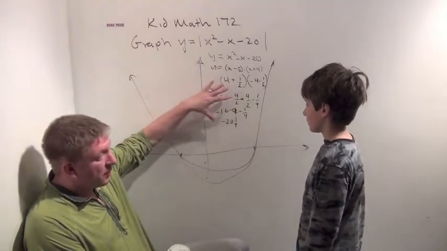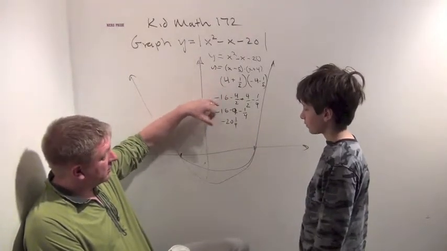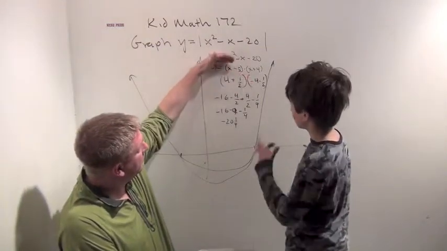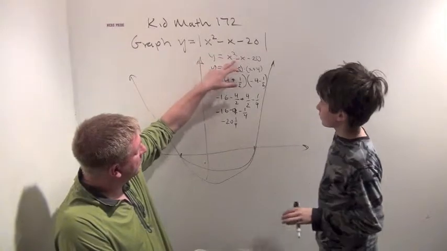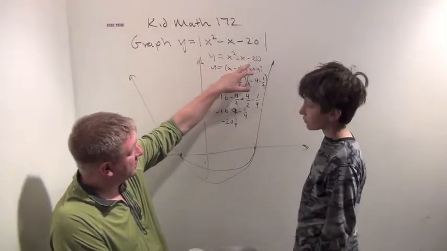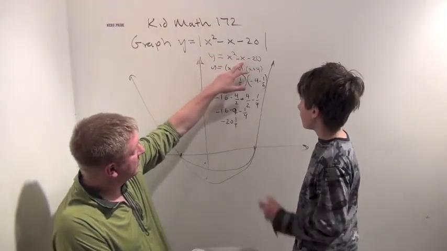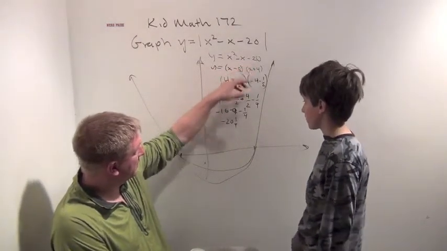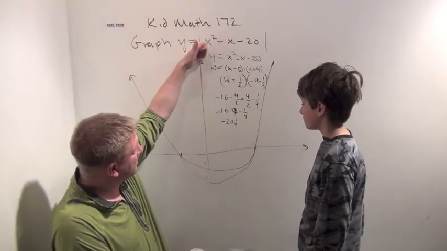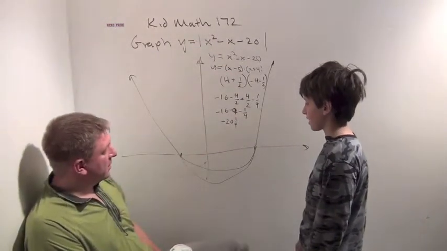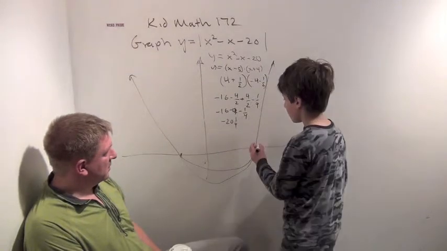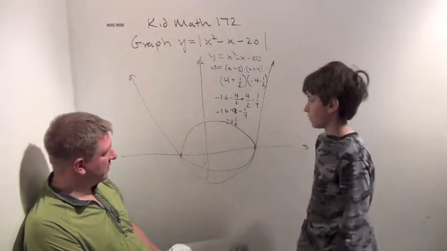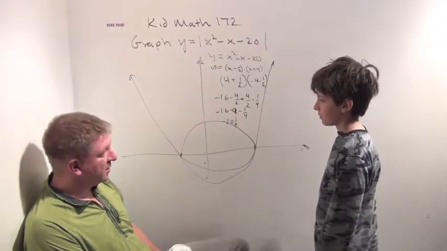And another way you could quickly figure out what you get when you put in a half into this equation, instead of putting it in here, put it in up here. A fourth minus a half minus 20. Right, so what's a fourth minus a half? It's minus a fourth. And then minus 20? Minus 20 and a fourth. Okay, so turns out it's slightly easier to put it in up here. And then you have to make it absolute value. Just take the negative part and flip it. And flip it up. There you go.